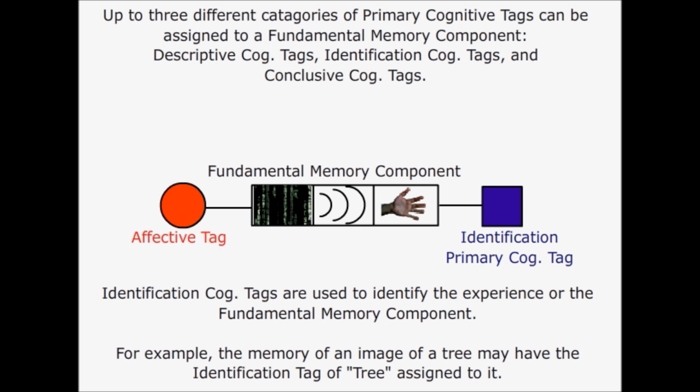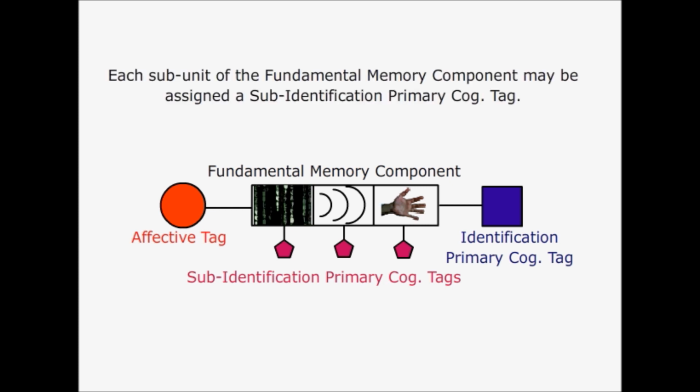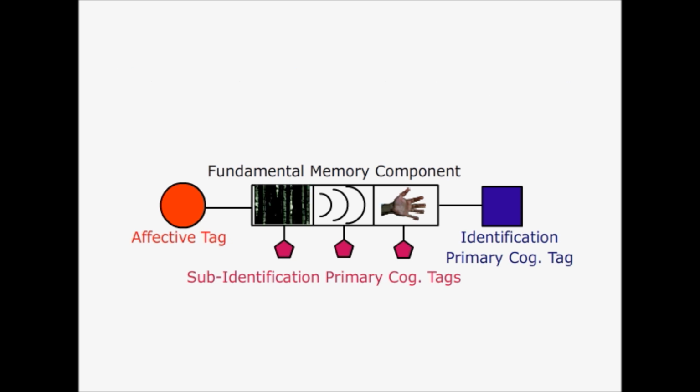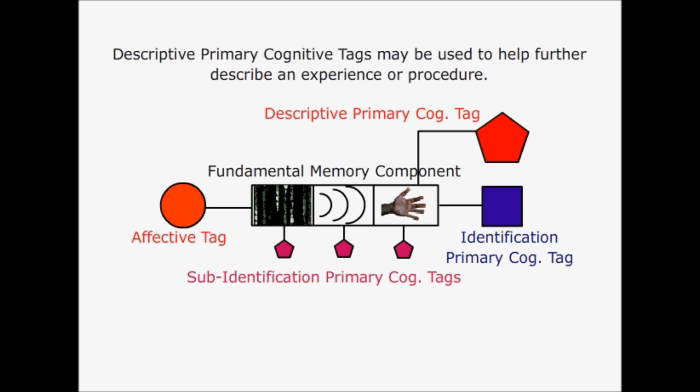Identification cognitive tags are used to identify the experience or the fundamental memory component. For example, the memory of an image of a tree may have the identification tag of tree assigned to it. Each subunit of the fundamental memory component may be assigned a sub-identification primary cognitive tag. Descriptive primary cognitive tags may be used to help further describe an experience or procedure.